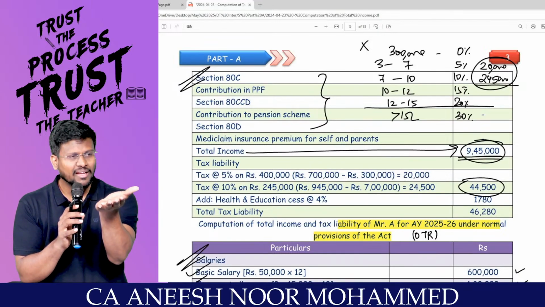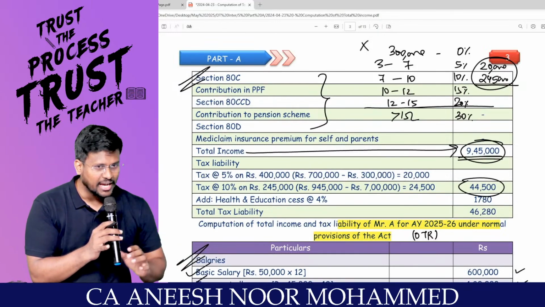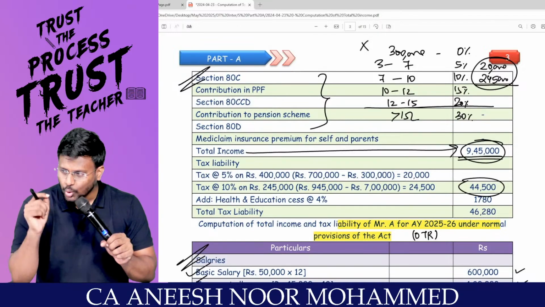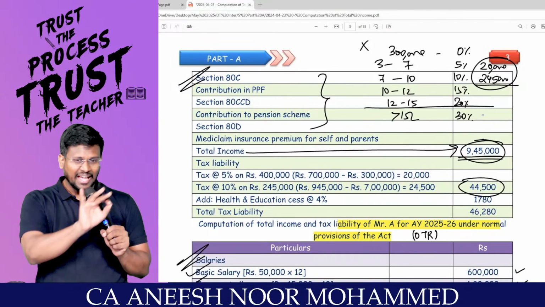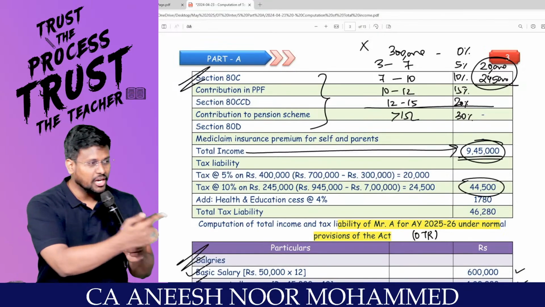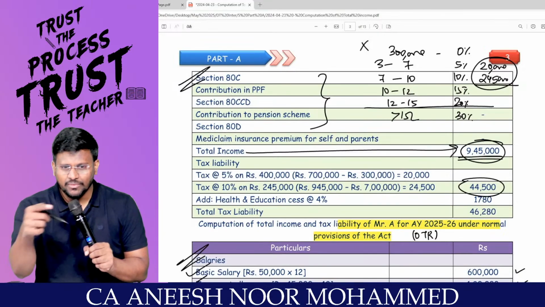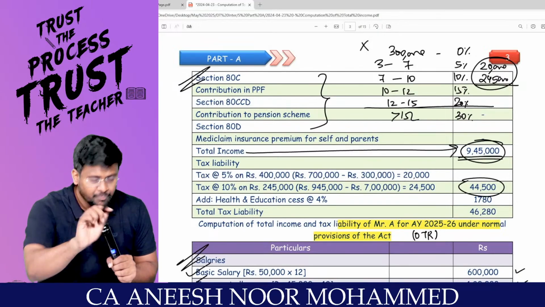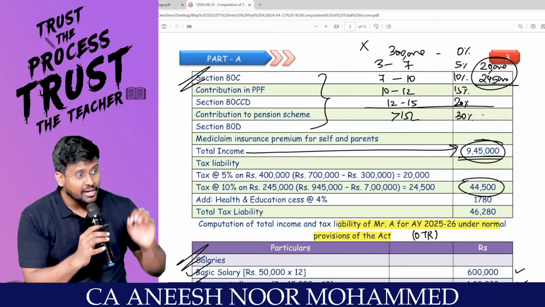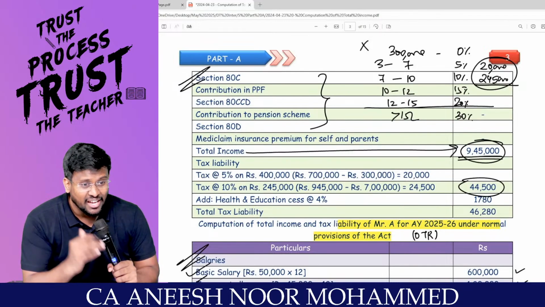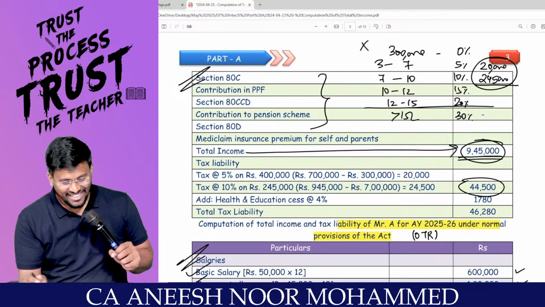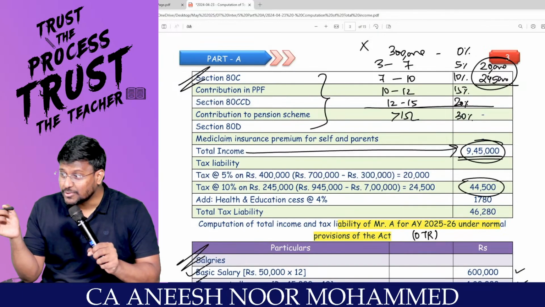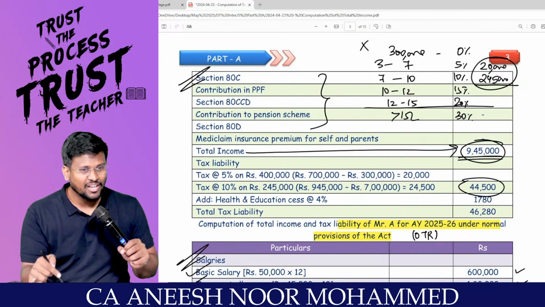Add surcharge, tax on tax. Is there any surcharge? Does the total income exceed 50 lakh? No, sir. There is no surcharge, sir. Less marginal relief. Since there is no surcharge, there is no marginal relief. Right? Sir, less rebate under section 87A. The threshold limit is 7 lakh. How much lakh? Not 5 lakh. That is under the optional tax regime. This is the default tax regime.